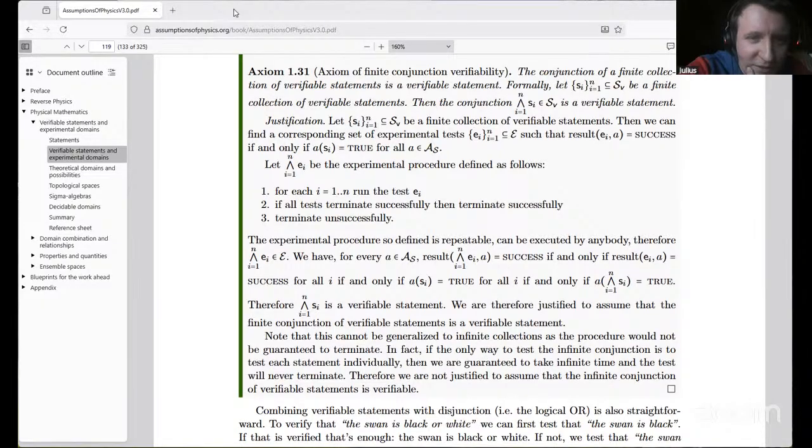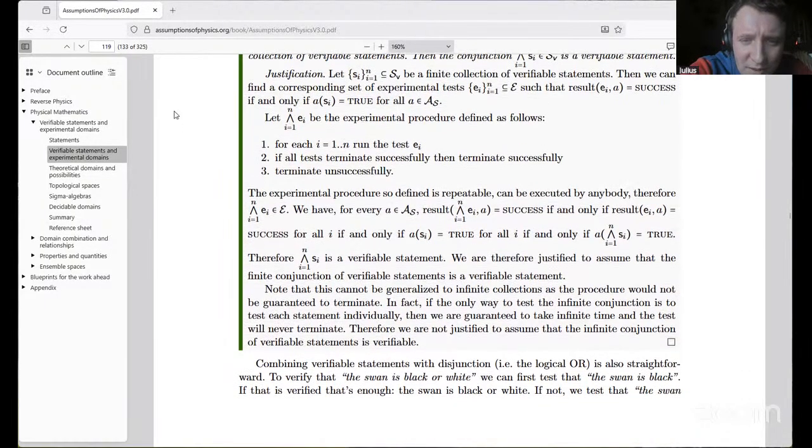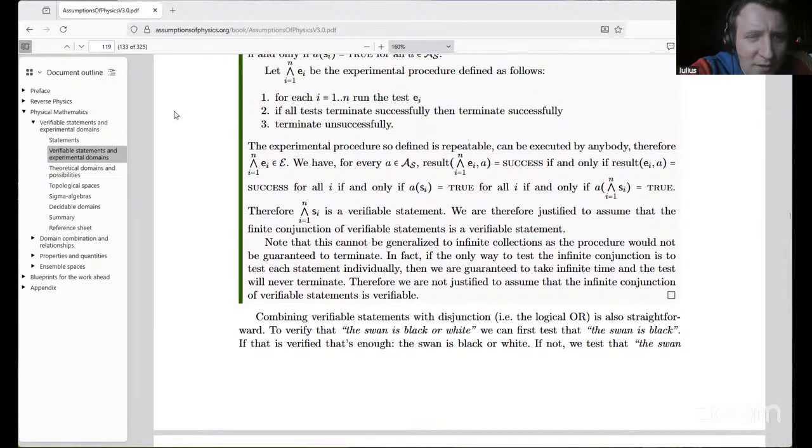Let the conjunction of experimental tests be the procedure defined as follows. 1. For each i from 1 to n, run the test E_i. 2. If all tests terminate successfully, then terminate successfully. 3. Otherwise, terminate unsuccessfully. The experimental procedure so defined is repeatable and can be executed by anybody. Therefore, the conjunction of all experimental tests is an element of experimental space.